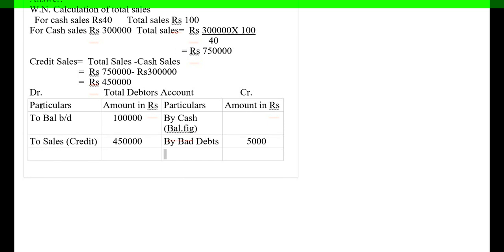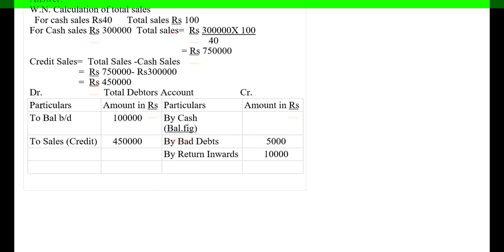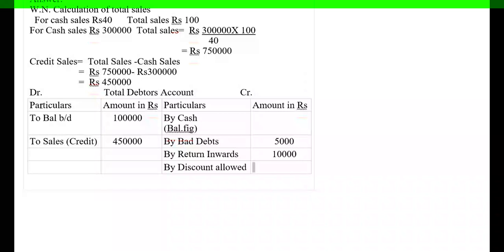Then the return inwards, which is nothing but sales returns. When there is a return inwards here, return inwards account debit to total debtors account. So total debtors account is credited by return inwards, amounting to rupees 10,000 here. Then next, when the discount is allowed, the entry will be discount allowed account debit to total debtors. So total debtors account is credited by discount allowed, which is given as rupees 8,000 here.